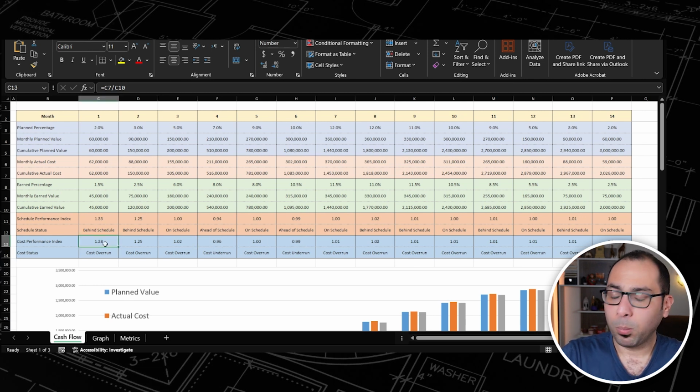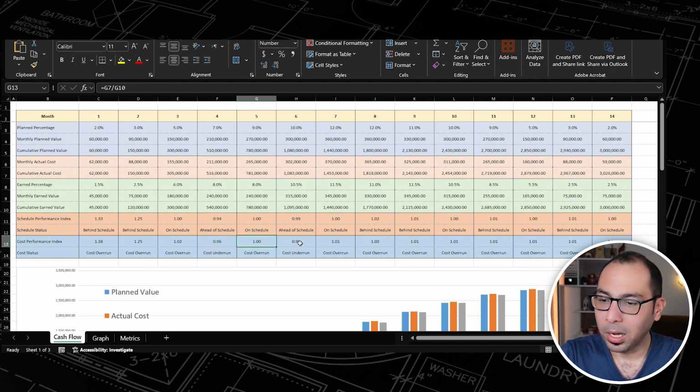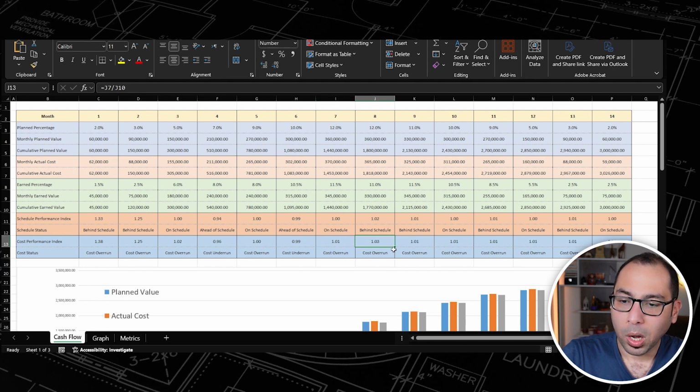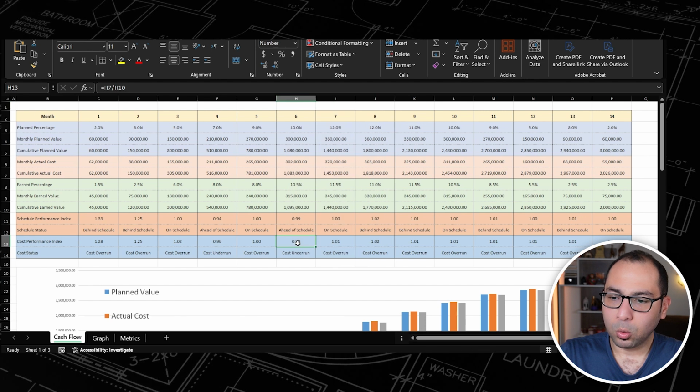Why? Because it was 1.38 here in the first month, because we have the data only for 1 month. For the second month it became less, for the third month less, and it becomes around the 1, like 0.99, 1, 1.01, 1.03. So by the middle of the project, after applying your cost control measures and all of that, after being way above your budget, you start to become on budget again, and that's how you make sure that you will end the project within your budget.